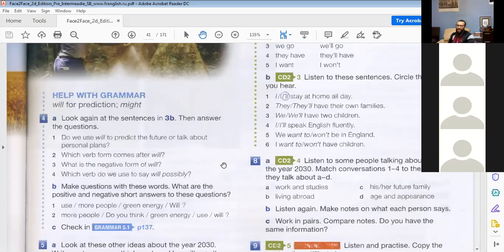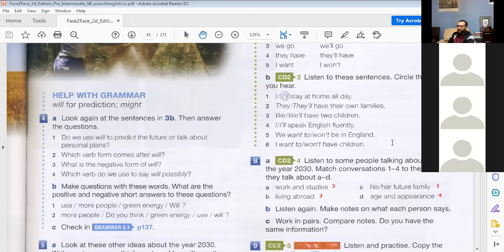Okay. So the first conversation, what was it about? Her future family. Yeah, she was talking about her future family. The second conversation, what was it about? Living abroad. Yes, that's right. The third conversation? Work and studies. Right. And the fourth one? Age and appearance.